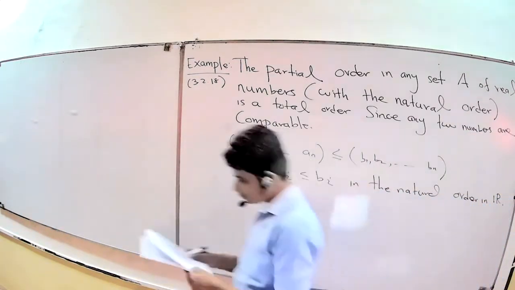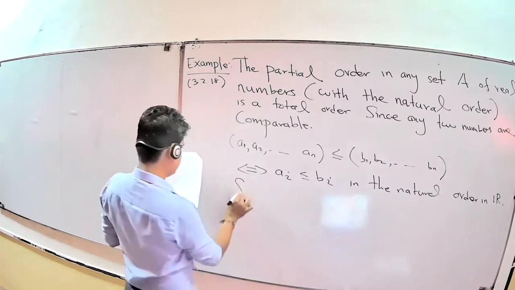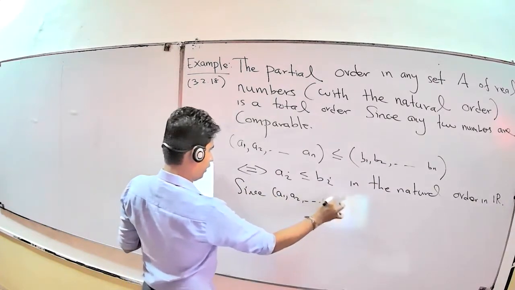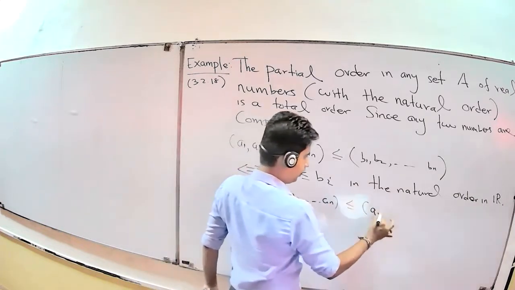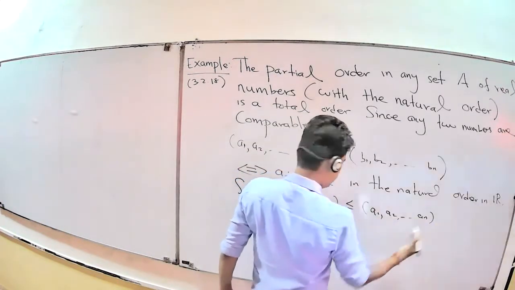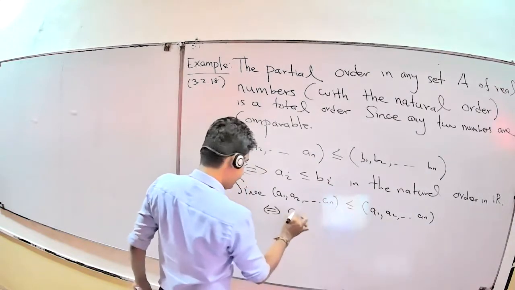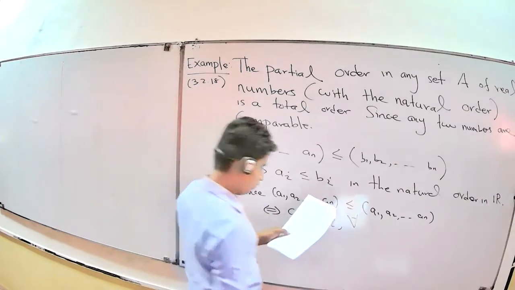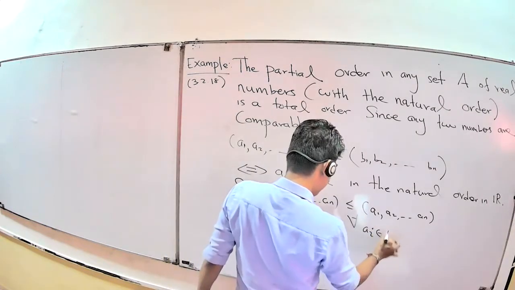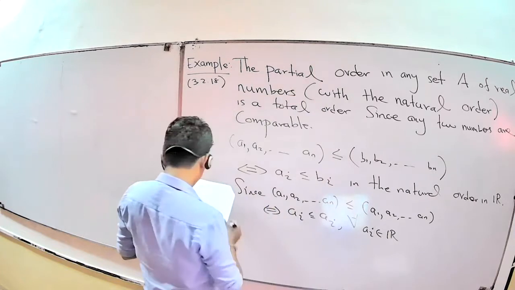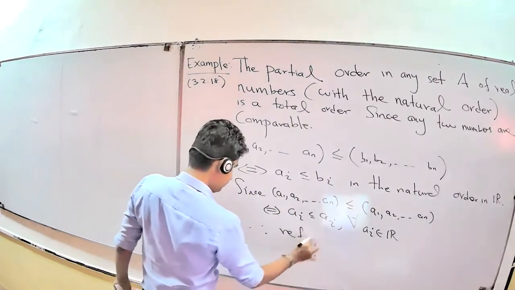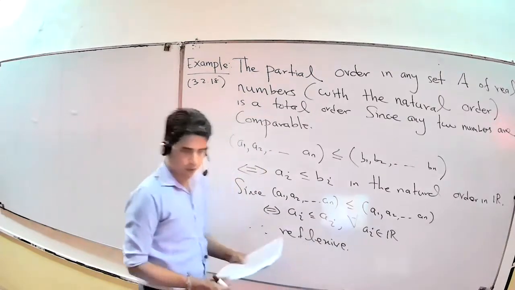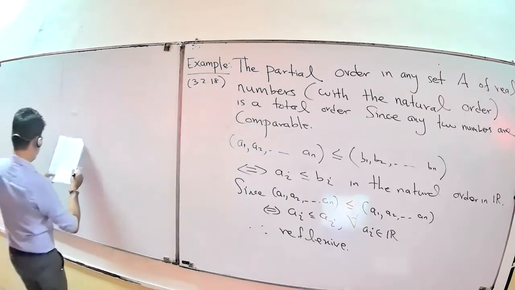Now, since (a1, a2, ..., an) is less than or equal to (a1, a2, ..., an) if and only if ai is less than or equal to ai for all ai belonging to real numbers, therefore it is reflexive.